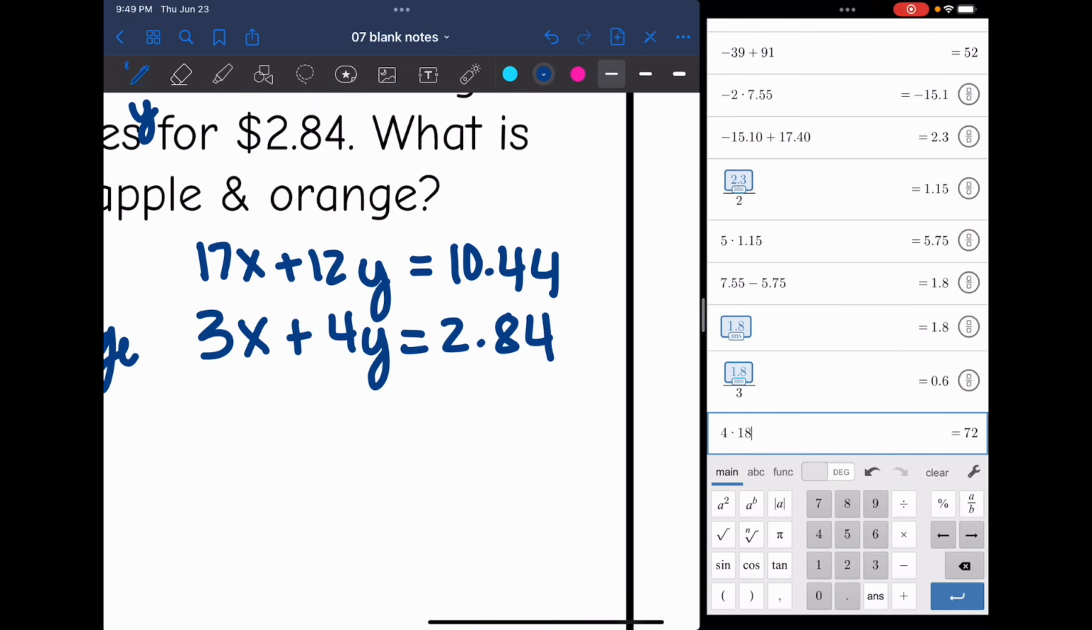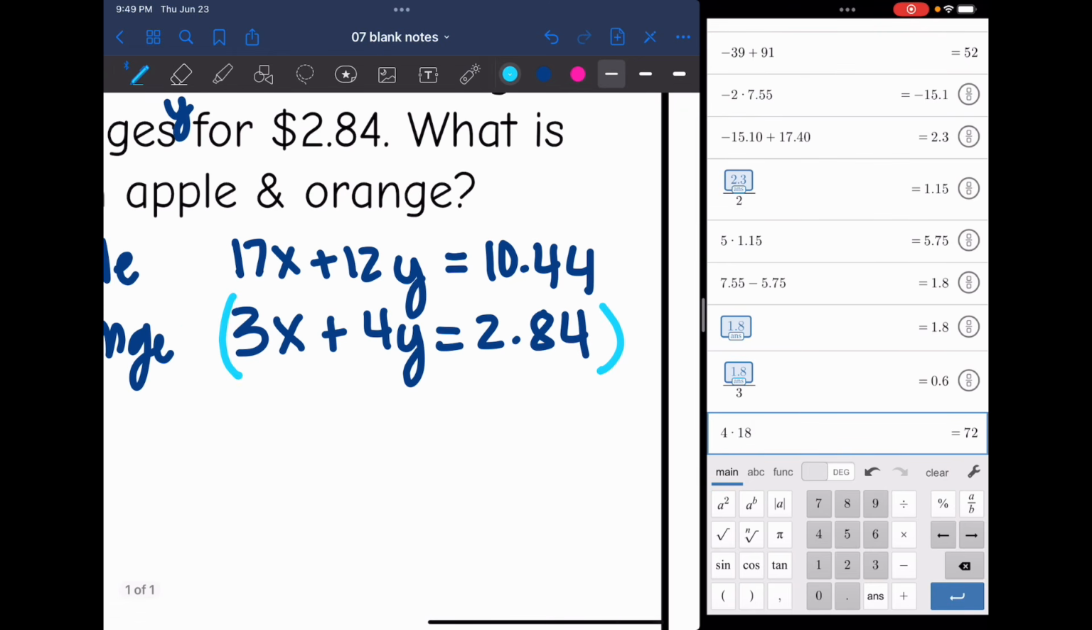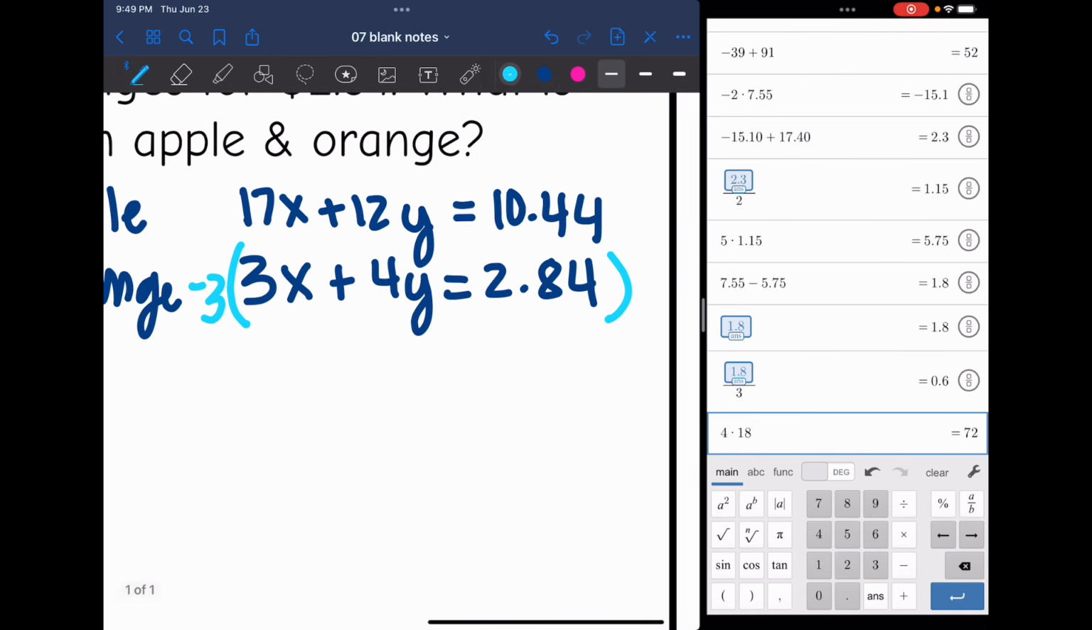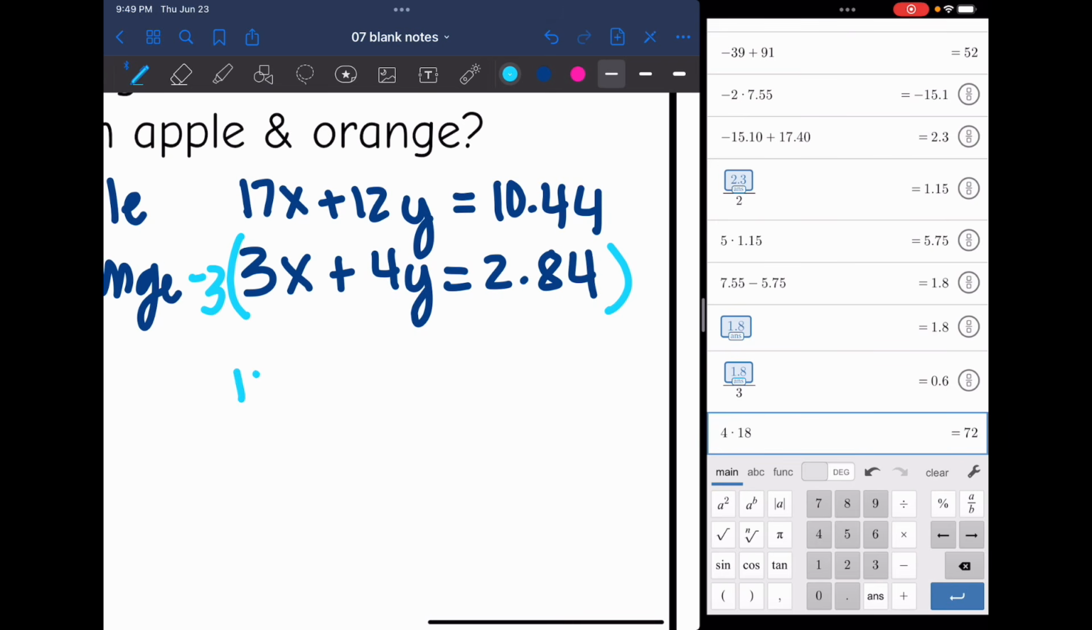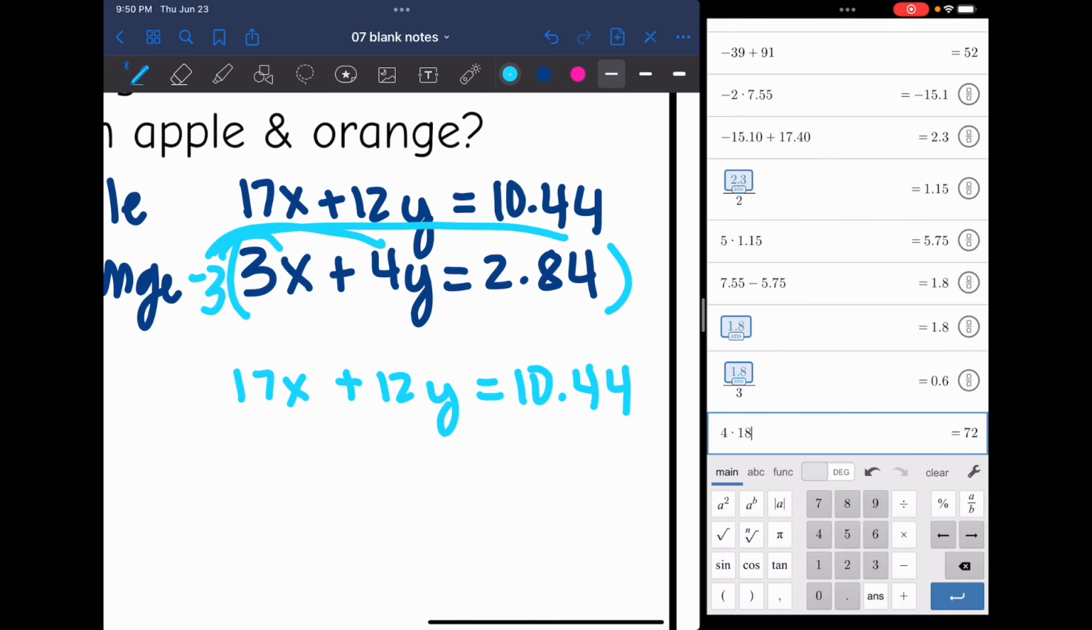We could use substitution, that always works. However, it's going to be a little bit difficult to get any of those variables isolated. These y's look like they'd be easy to eliminate. All I would need to do is multiply this bottom equation by -3. So let's rewrite out that top equation: 17x plus 12y equals 1044. And then I'm going to distribute a -3 to the bottom equation.